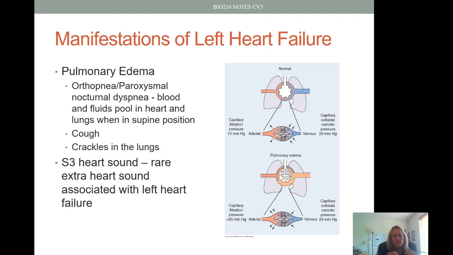Cough, and then also the crackles in the lungs. Lung sounds can also be heard. S3 heart sound, this is a rare extra heart sound that can often be heard associated with left heart failure.